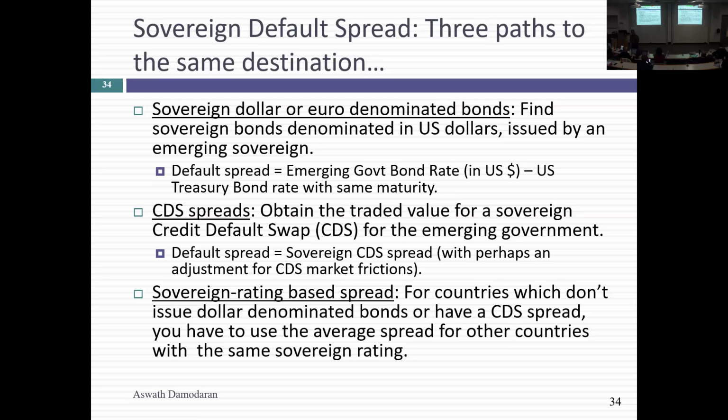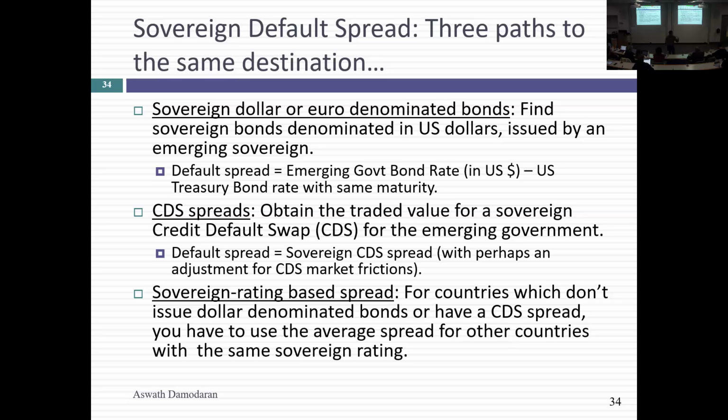Can you estimate a default spread from that? It's a dollar bond. Usually you can't compare bonds in different currencies, but these are in the same currency. I get a difference of 1.87%. What's that? That is my default spread for Brazil. That's pretty convenient, right? Unfortunately, there are only about 15 to 20 countries where you can pull this off.